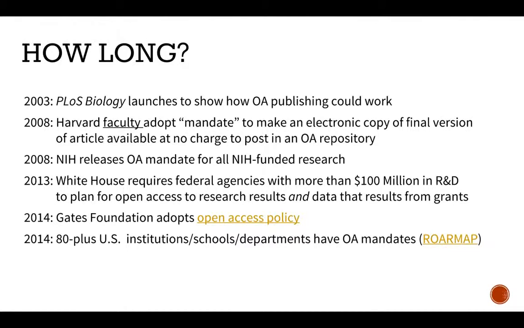This spread in 2013 to the White House when they required federal agencies with more than $100 million in research and development to plan for open access to research results and data. Europe and Britain already had similar policies in place. As of December 2014, more than 80 U.S. institutions had open access mandates at either the university, school, or departmental level.